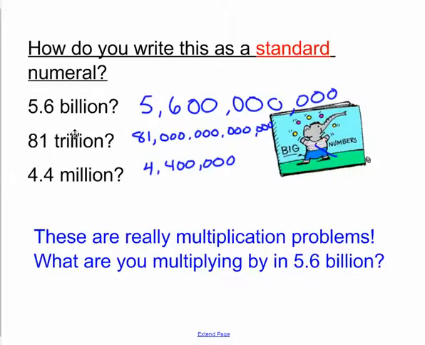81 trillion. Well, a trillion is a 1 followed by 12 zeros, so you have to put in 12 placeholders. And 4.4 million is 4,400,000. Again, I moved the decimal 6 places to the right because a million is 10 to the 6th power, or a 1 followed by 6 zeros. Really, these are multiplication problems. You're just multiplying 4.4 times a million, 81 times a trillion, and 5.6 times a billion.